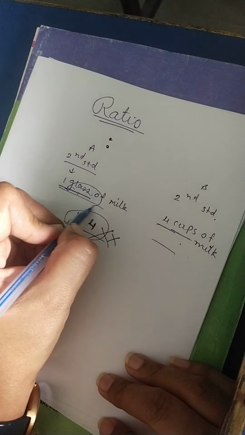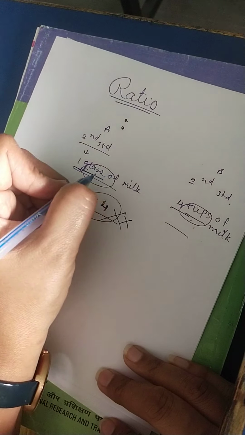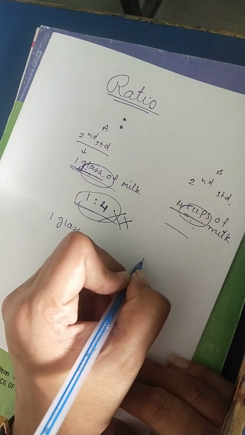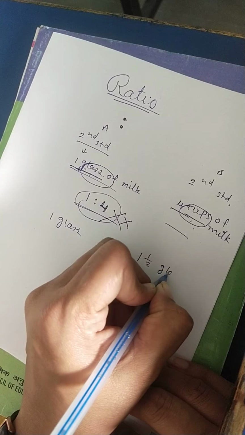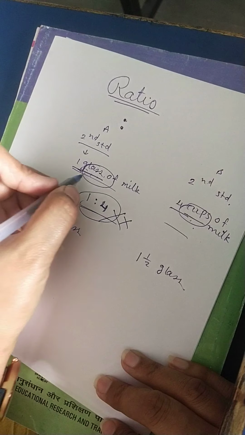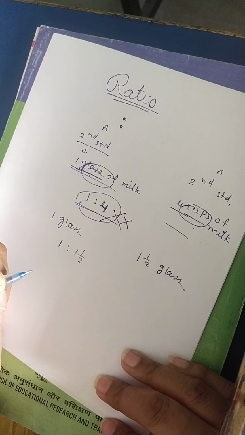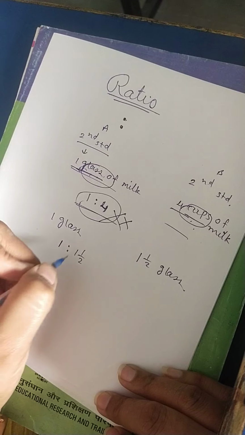Why? Because the units are different. But suppose over here 1 glass of milk and over here 1 and a half glasses of milk. Then we can compare. Yes, the ratio is 1:1 and a half glass. Understood? Clear, students? When can we compare? When we have the same unit.